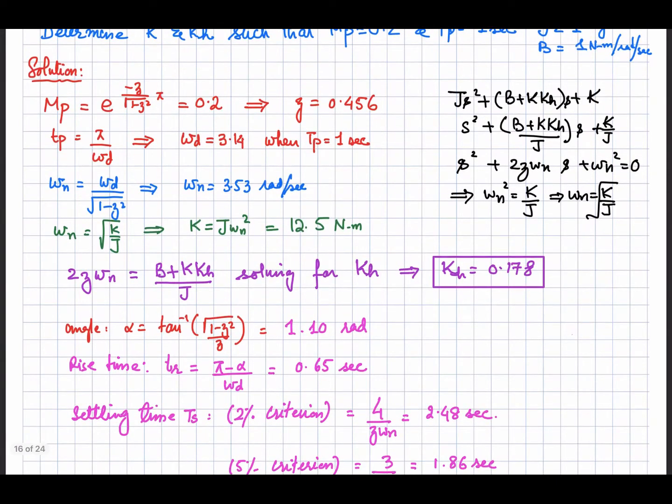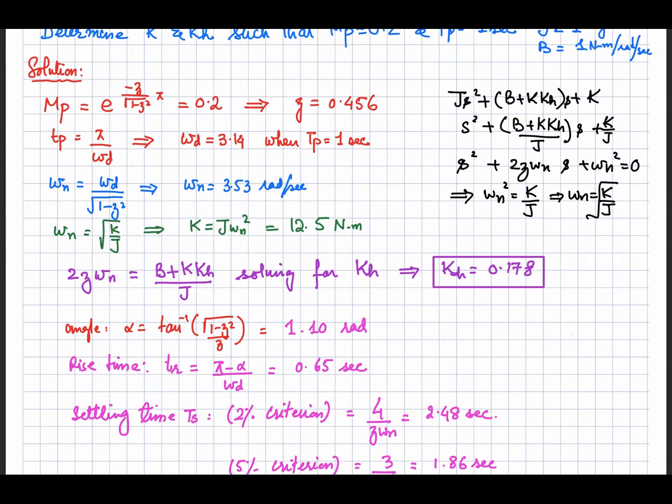So omega n is equal to omega d divided by square root of 1 minus zeta square, because omega d is equal to omega n into square root of 1 minus zeta square. So using that expression, we can write omega n, and we know omega d, we know this zeta, so we can find out the natural frequency of this second order system.